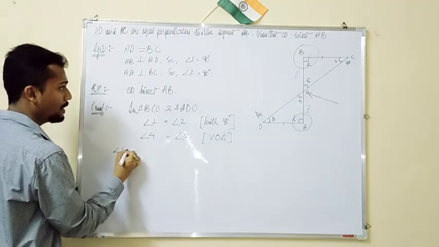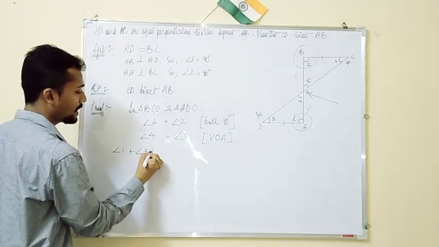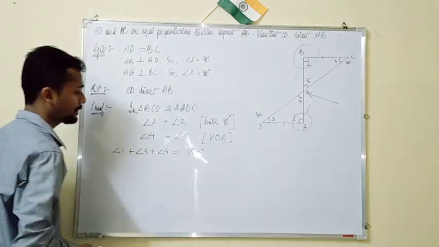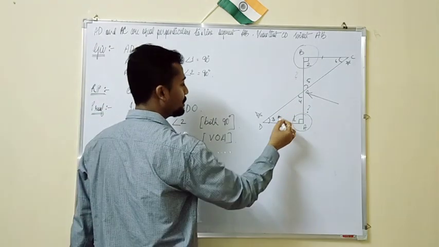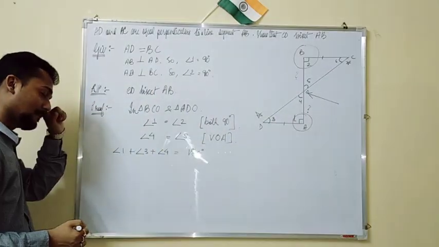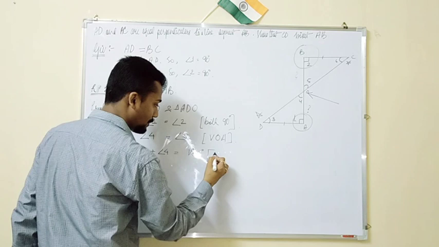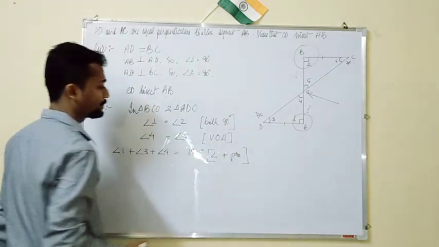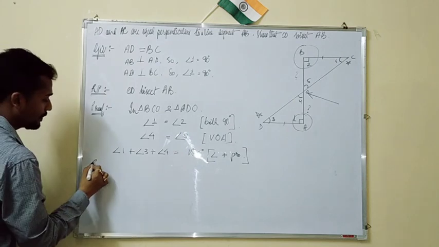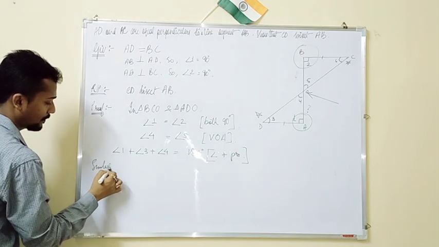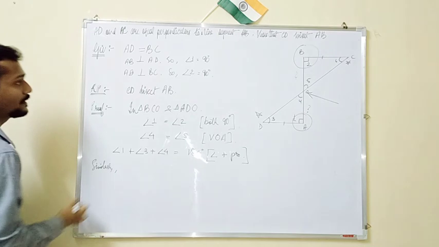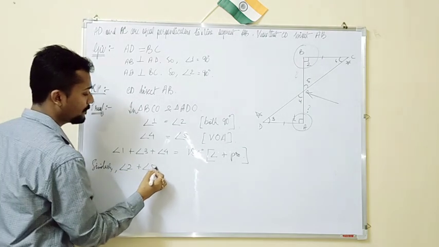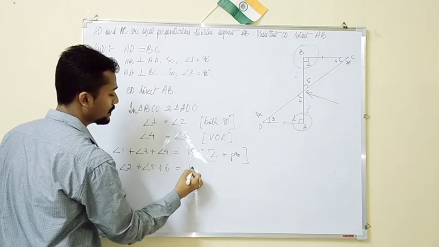Angle 1 plus angle 3 plus angle 4 is equal to 180 degrees. I can write 1 plus 4 plus 3 is equal to 180 degrees. Why? Angle sum property of a triangle. Similarly, angle 2 plus angle 5 plus angle 6 is also equal to 180 degrees.